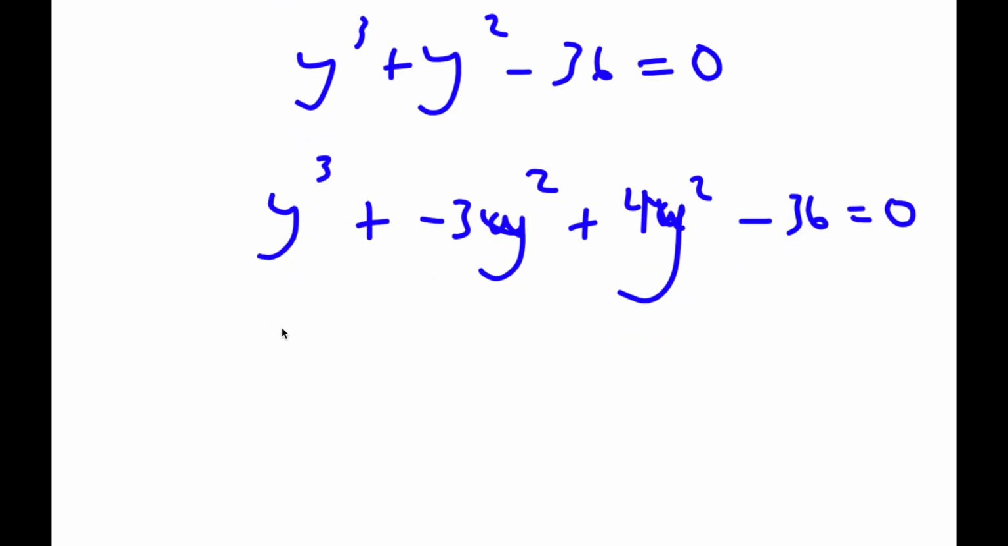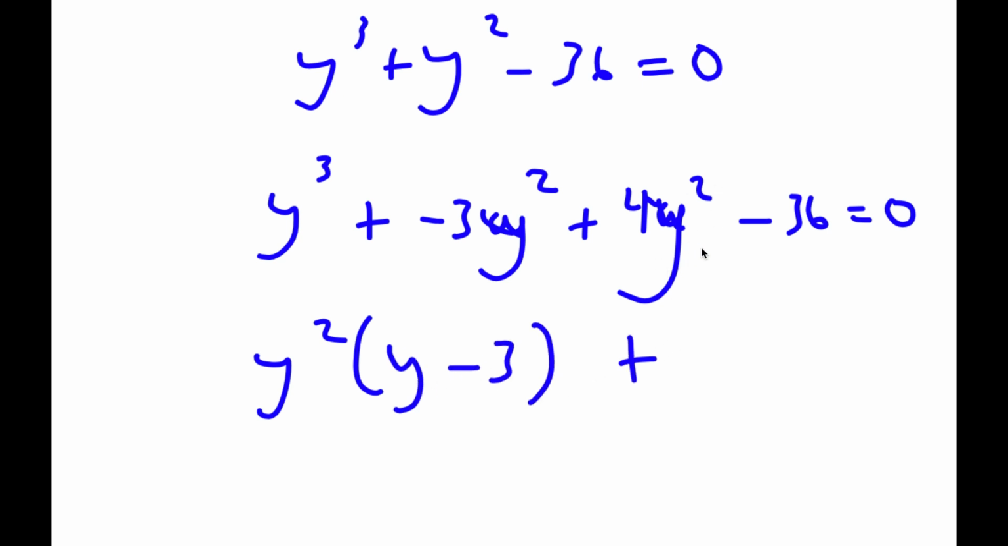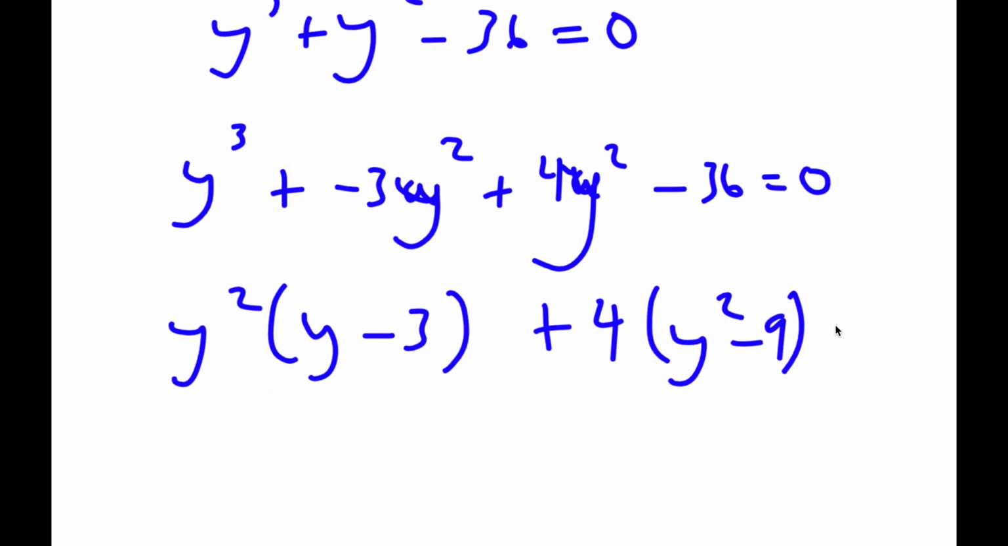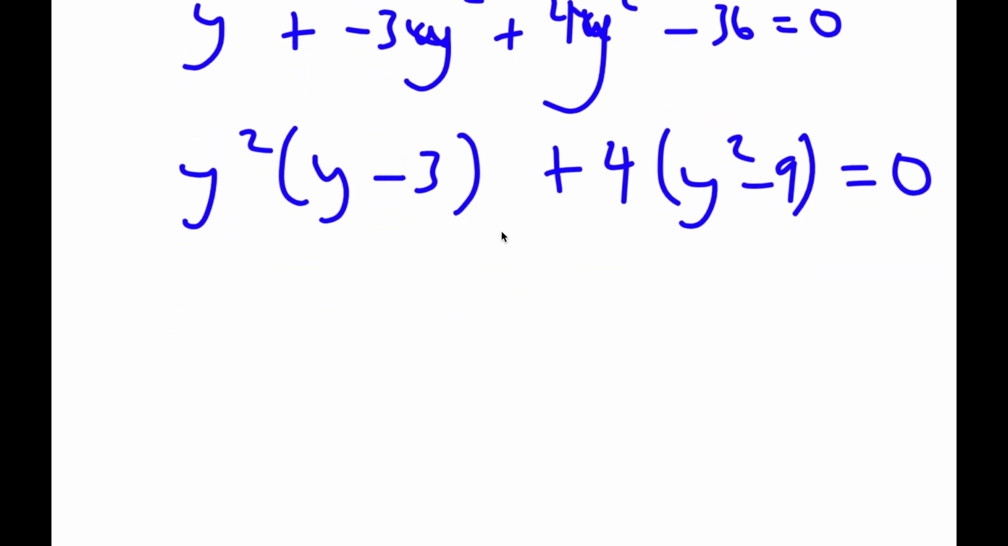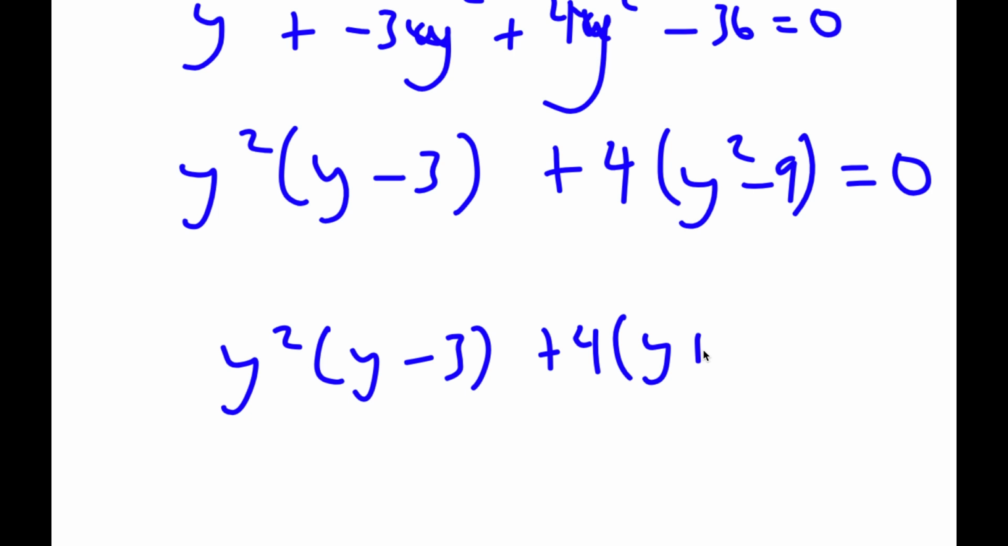And now from here, if I factor out y squared from y to the power of 3 plus negative 3y squared, I get y squared times y minus 3. And now if I factor out 4 from 4y squared minus 36, I get 4 times y squared minus 9. And now this is equal to 0. Now y squared minus 9, that's the same thing as y plus 3 times y minus 3.